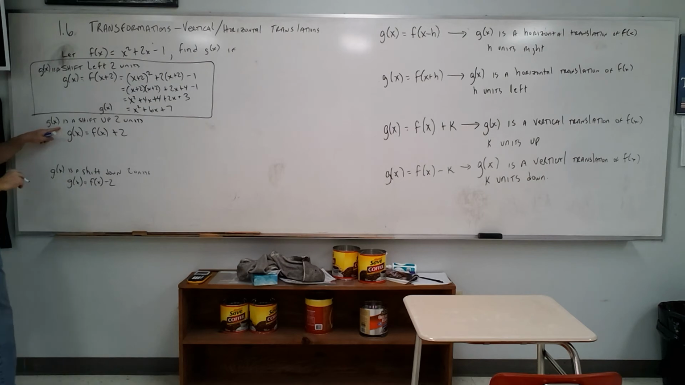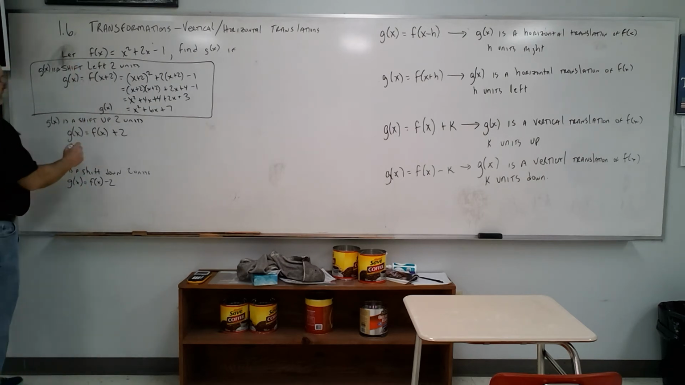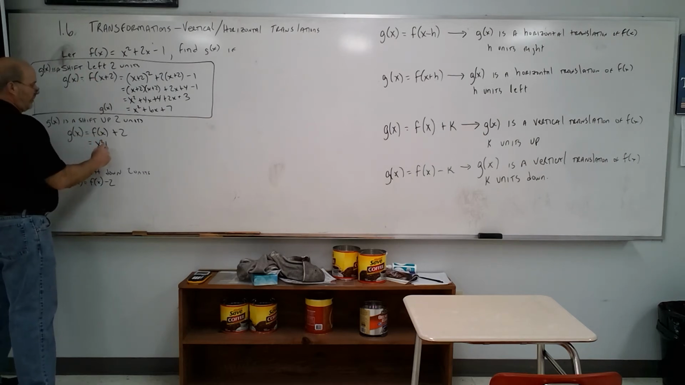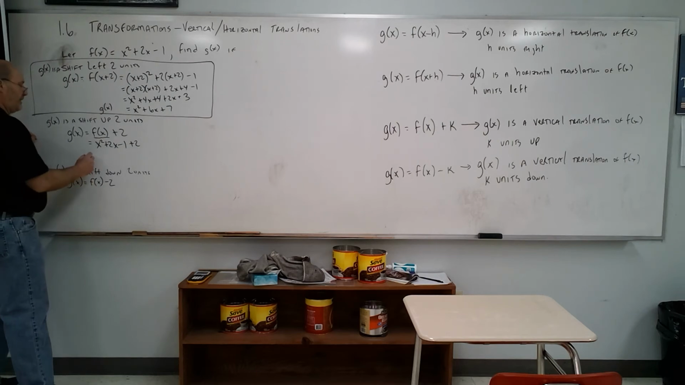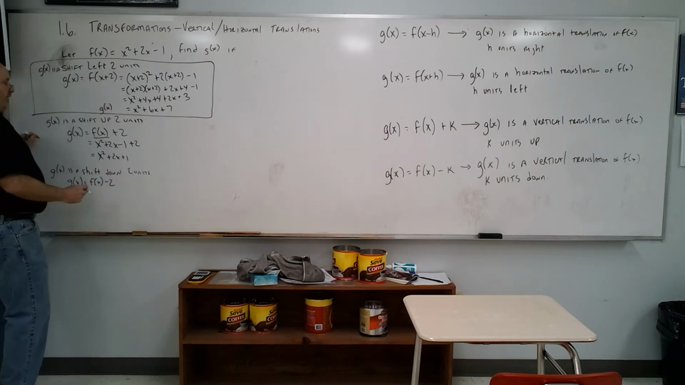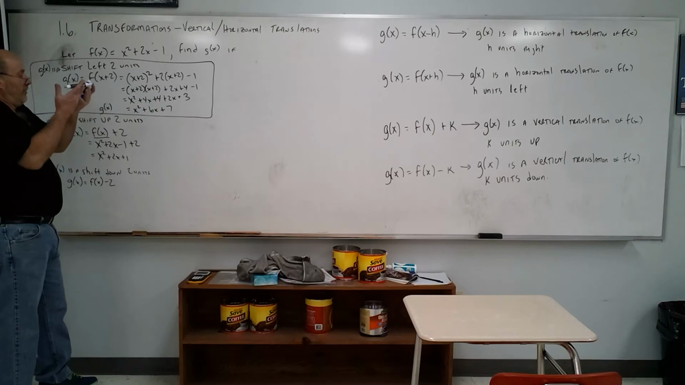If we want to shift it up 2 units, we take the function f of x and we just add 2 to it. This is a little easier than the horizontal. F of x was x squared plus 2x minus 1. We replace this part. Now all we do is add 2 to the function, and we simplify that, and we get x squared plus 2x plus 1. That took this function, f of x, and shifted it up 2 units.